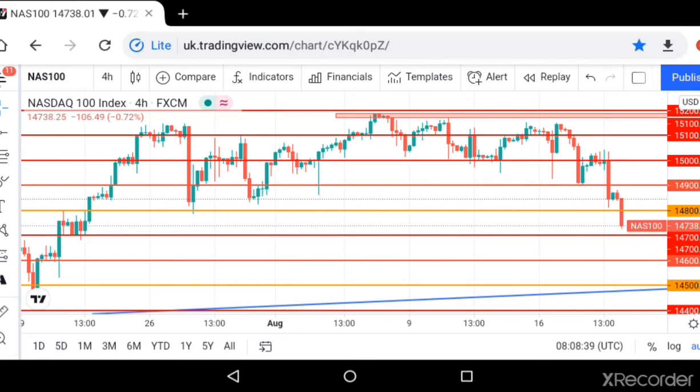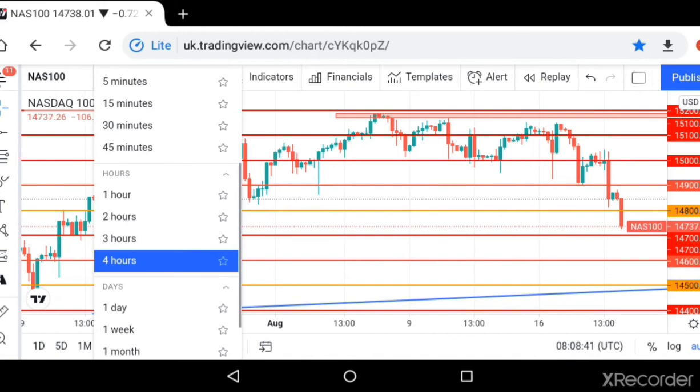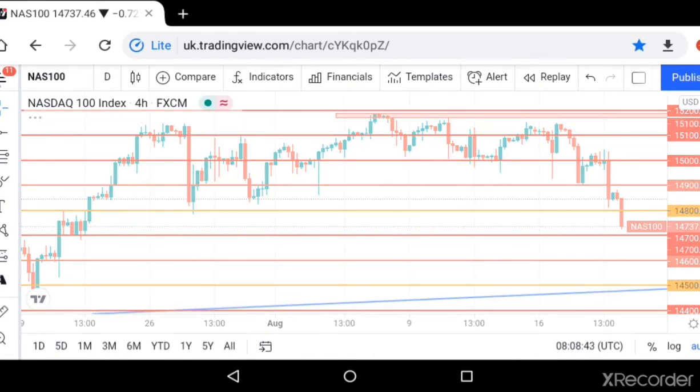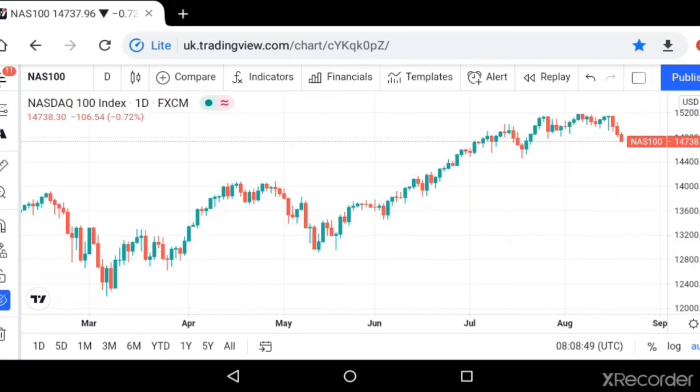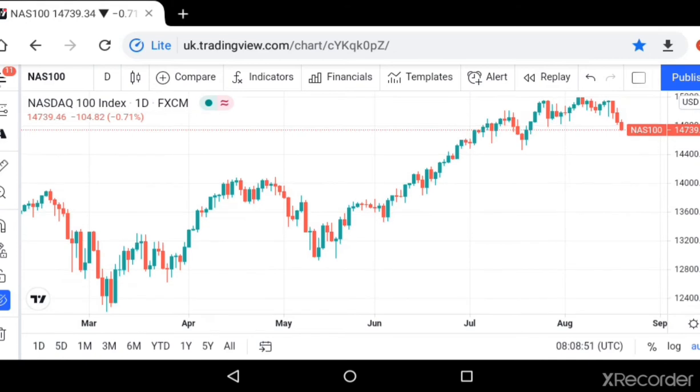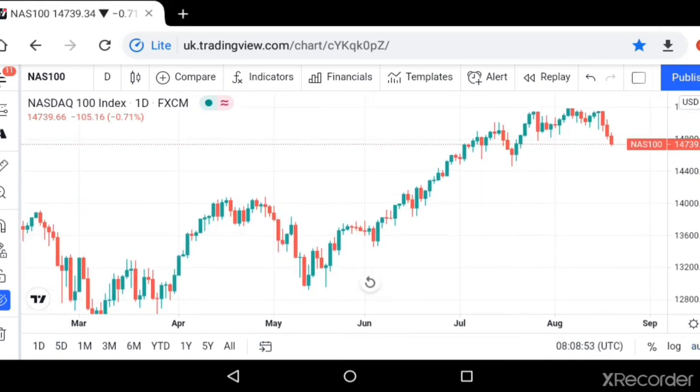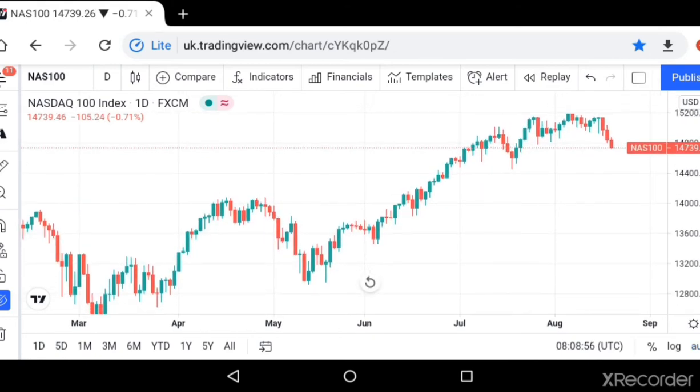Okay, let's just go to the daily time frame quickly. Okay, quickly let's talk about market structure before. Let me just wipe this off and make the chart clear. Now, I want us to talk about market structure. Market structure is basically simple like this.